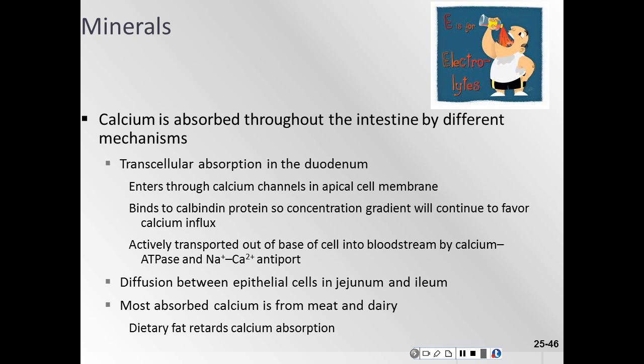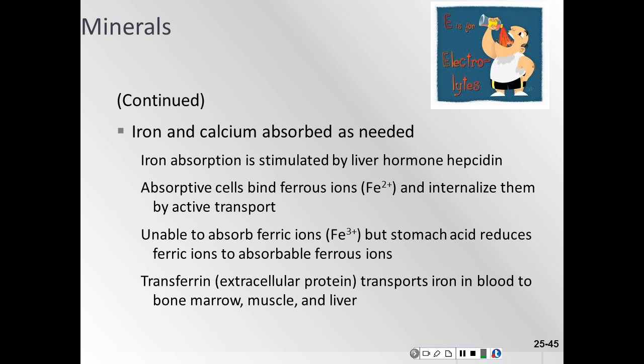Let me go back. Skipped again. This complex, the transferrin iron complex, diffuses into the blood and is carried to the bone marrow for hemoglobin synthesis, muscle tissue for myoglobin synthesis, and then to the liver for storage. So it's going to 3 different places: the bone marrow, the muscle tissue, and the liver. The bone marrow for hemoglobin synthesis, the muscle tissue for myoglobin synthesis, and then the liver for storage.